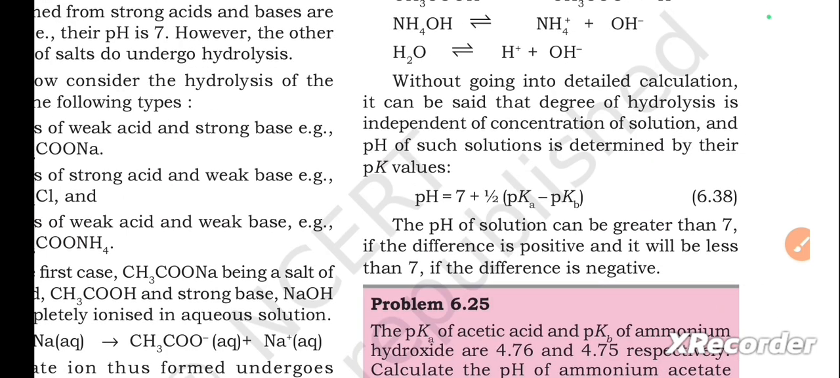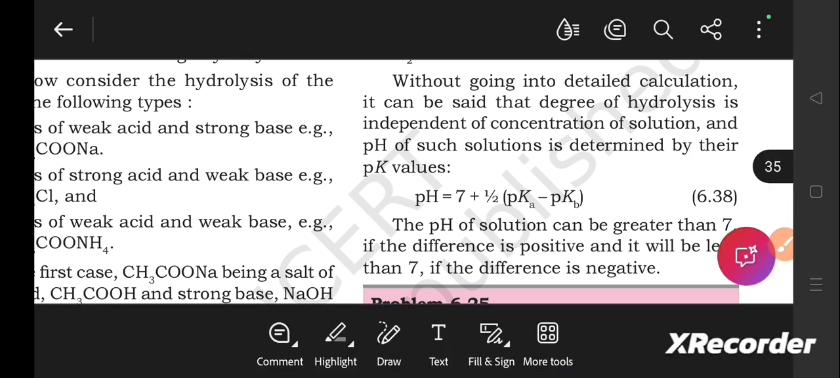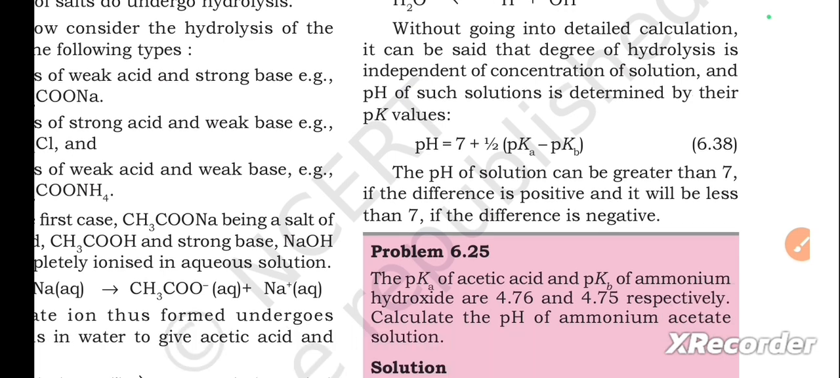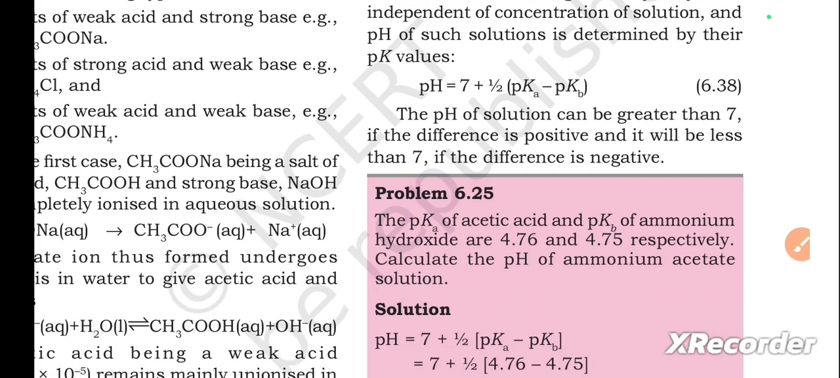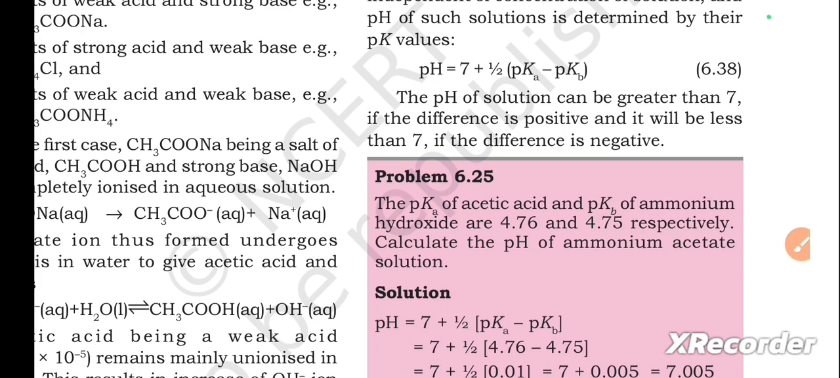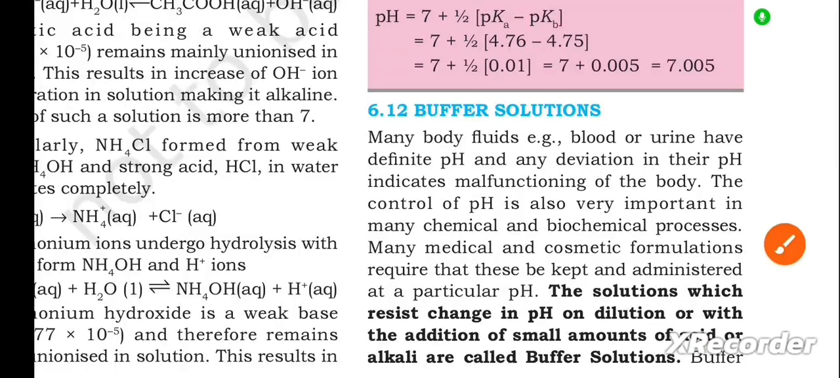Without going into detailed calculation, it can be said that degree of hydrolysis is independent of concentration of solution, and pH of such solutions is determined by their pK values. pH equals 7 plus 1/2 (pKa minus pKb), equation 6.38. The pH of solution can be greater than 7 if the difference is positive, and it will be less than 7 if the difference is negative.